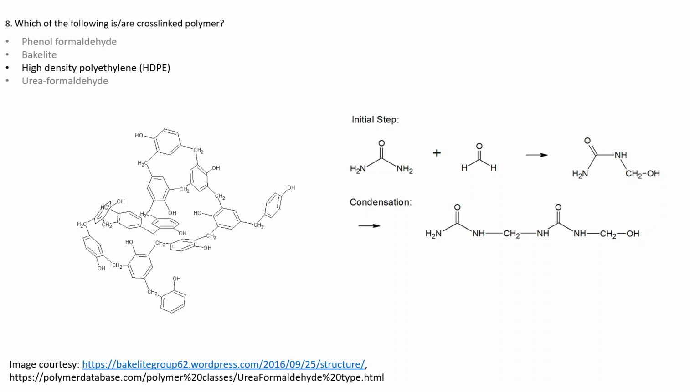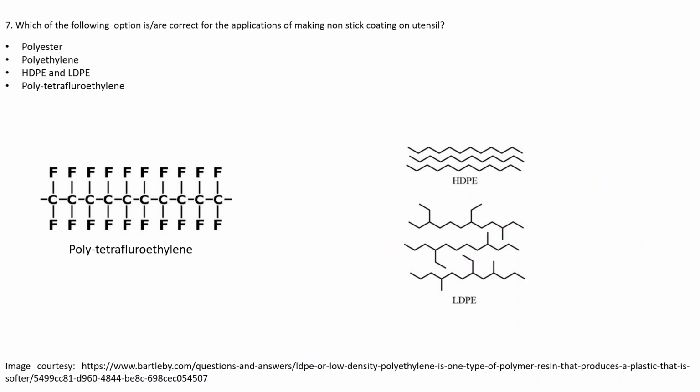Phenol formaldehyde, urea formaldehyde, and Bakelite all have a major cross-linking capability. So, to reconfirm, the other option is not correct, and HDPE is not the correct option at all. Yes, exactly.